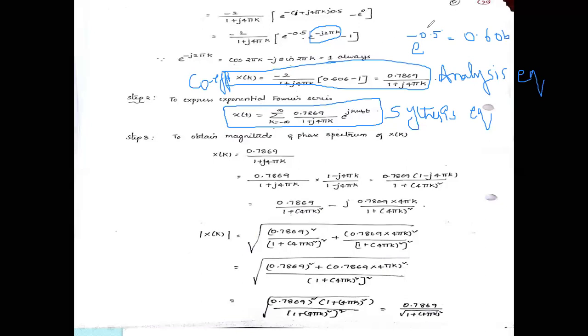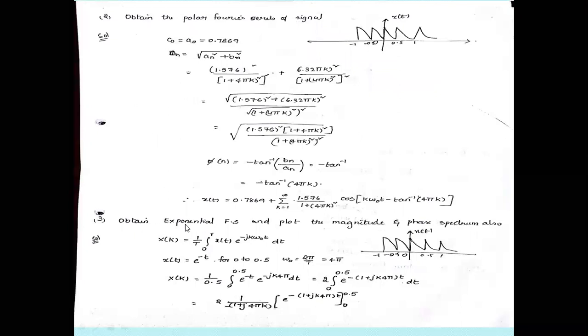But they are asking, see here, obtain the exponential Fourier series and also plot the magnitude and the phase spectrum of this periodic signal with the period of 0.25, an exponentially decaying function. We got the analysis equation, the coefficient x of k, and the synthesis equation x of t in terms of x of k, my dear students. Now to obtain the magnitude and the phase spectrum of x of k, this is the equation.